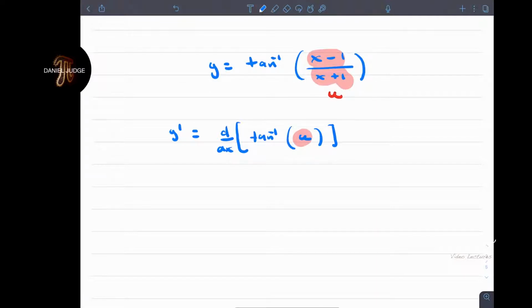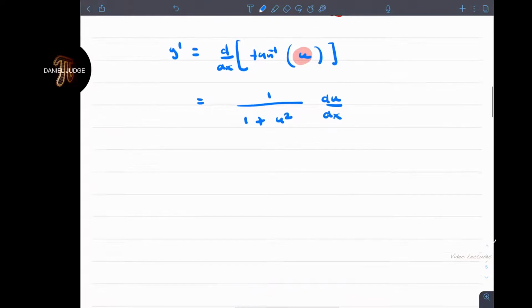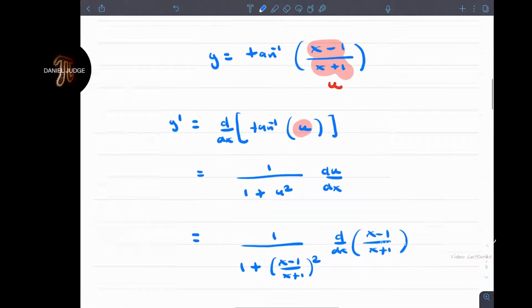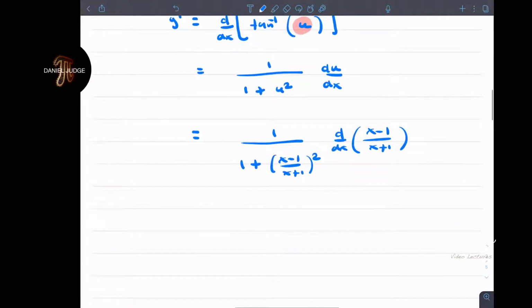That's going to give us 1 over 1 plus u squared times du dx. This is the chain rule version, which is really 1 over 1 plus x minus 1 over x plus 1 squared times the derivative of x minus 1 over x plus 1. So here's the u, and that's du dx.